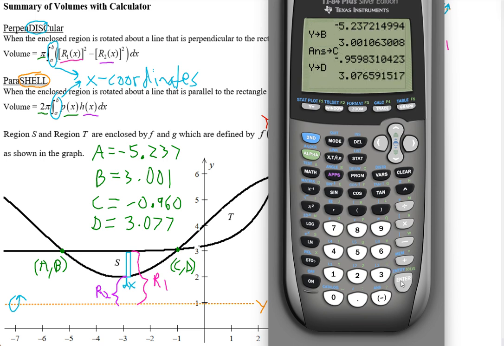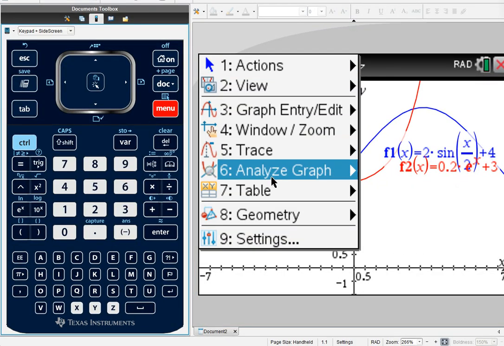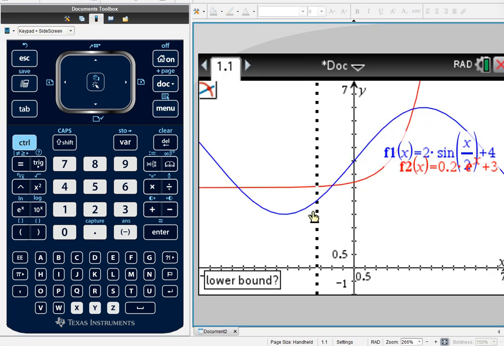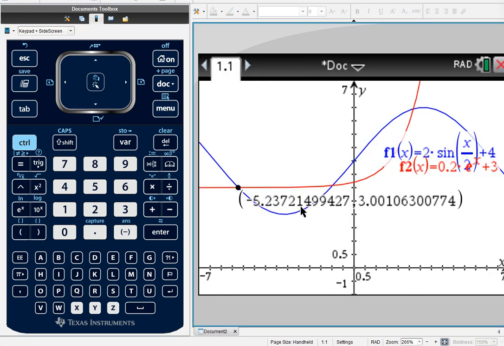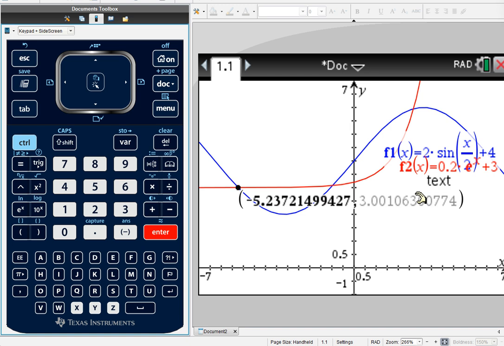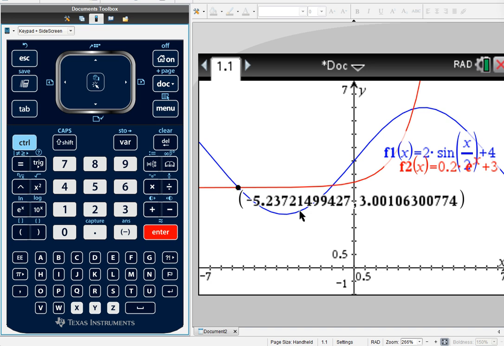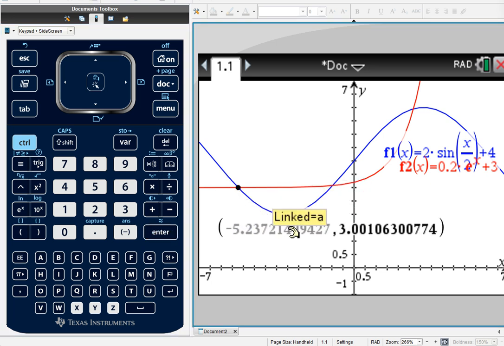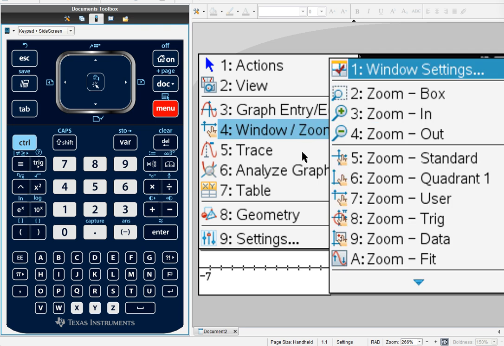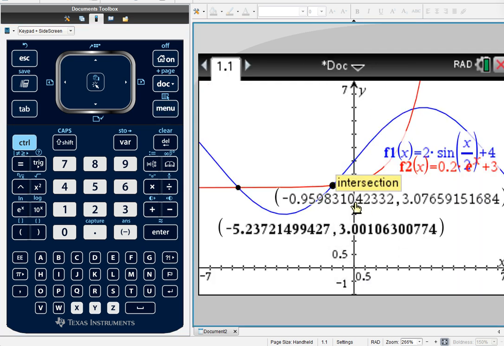All right, and now let's do the same thing on the Inspire. So for the Inspire, go menu, analyze graph, intersection, and lower bound just click to the left, upper bound to the right, and it gives you both coordinates. So highlight the x coordinate, var, store, and just put an A and enter. And then click on the y coordinate, var, store, var, and B, enter. And then if they get in the way, you can kind of move them around here. And then we go menu, analyze graph, intersection. This time lower bound to the left of this one, upper bound to the right. There it is.